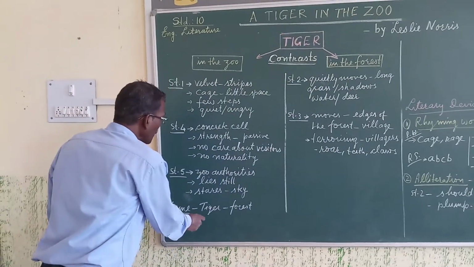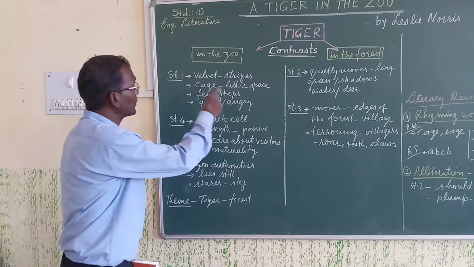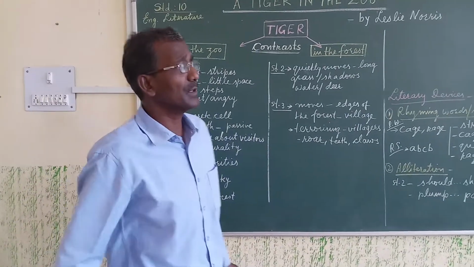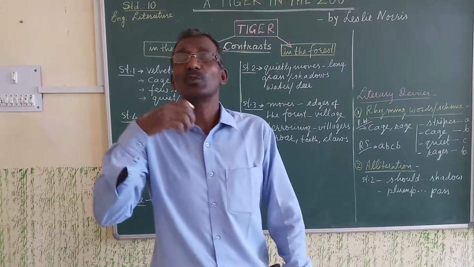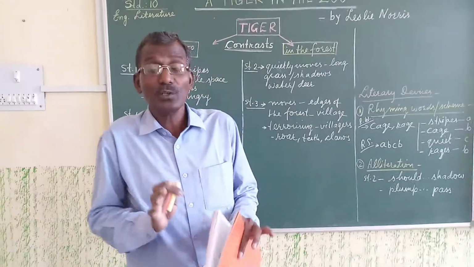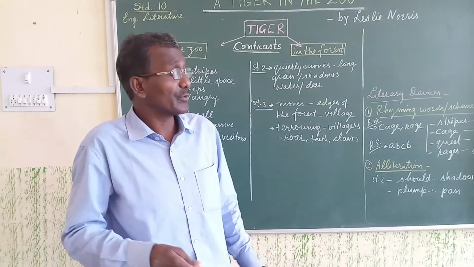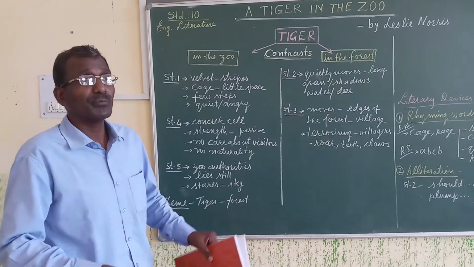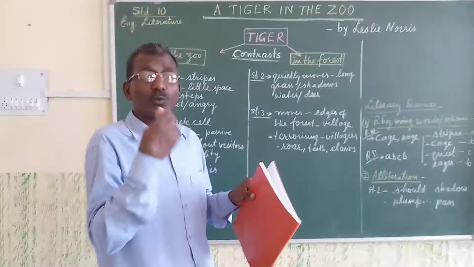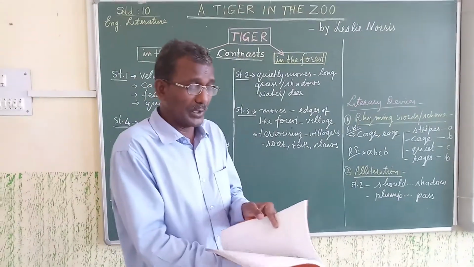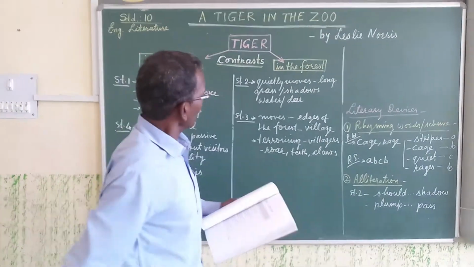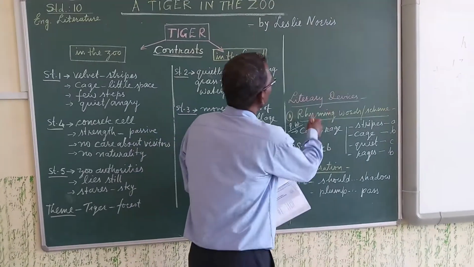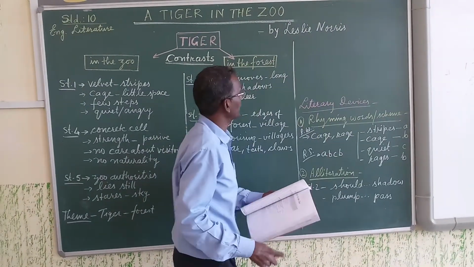Now, overall, the main theme of the poem is that the tiger is meant to be in the forest and not to be in the zoo. To keep the tiger in the zoo is sheer cruelty on the part of human beings. So, students, let's go on to the literary devices the poet has used.